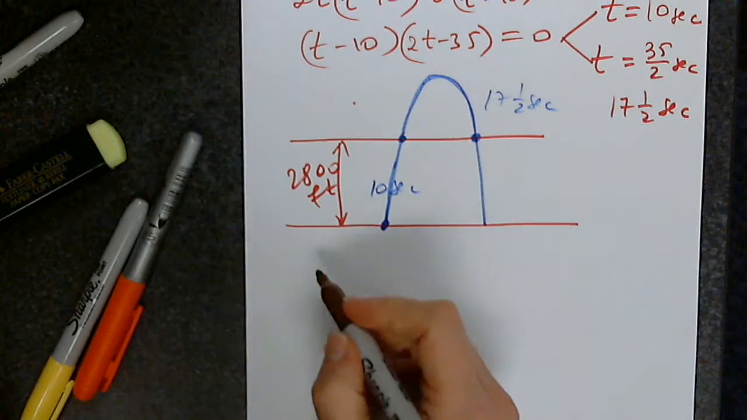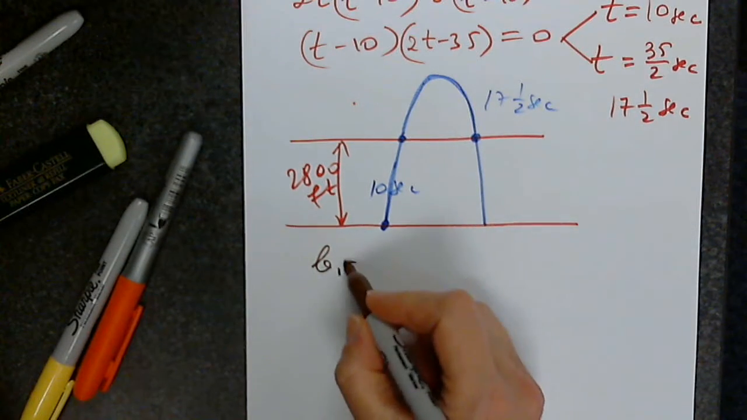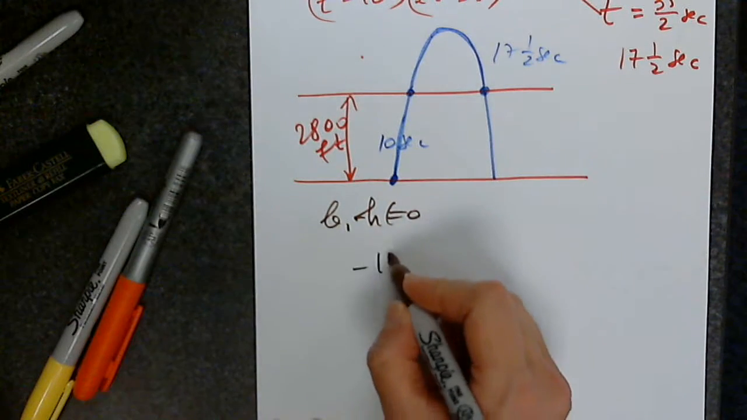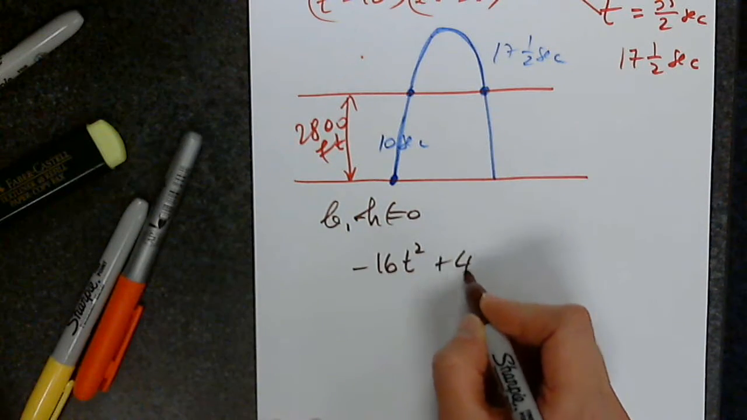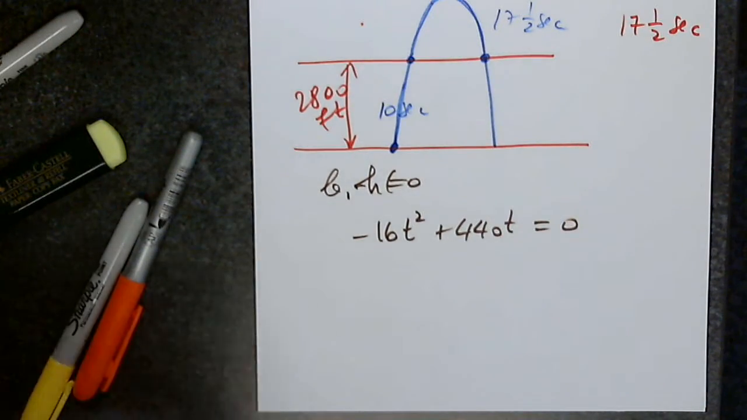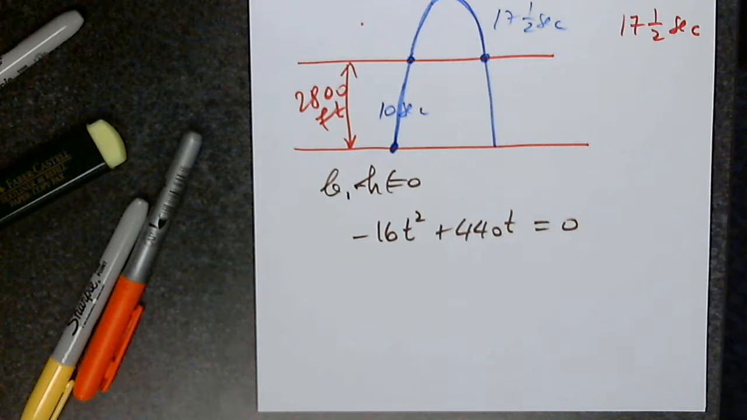Setting h to 0. Very good. So negative 16t squared plus 440t equals 0. Very good. Which means if it reaches the ground or touches the ground, it means that height is 0. Good. So what do I do now?